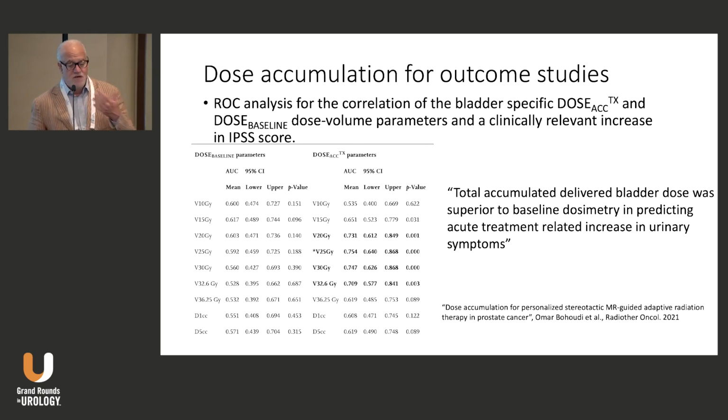So here's a study that looked at dose accumulation in outcome studies, and it was looking at obviously the prostate area, looking at the cumulative dose to the bladder, and basically found that the total accumulated dose using adaptive therapy was more predictive of urinary symptoms than what you would do initially at the time of simulation. So again, these were patients that are treated normally, but looking at the cumulative dose to the bladder via the changes that you would see on serial imaging, and found that that was more predictive of urinary symptoms than the actual plan you did up front.